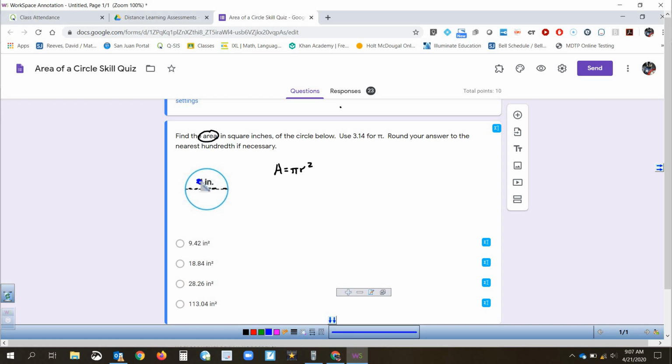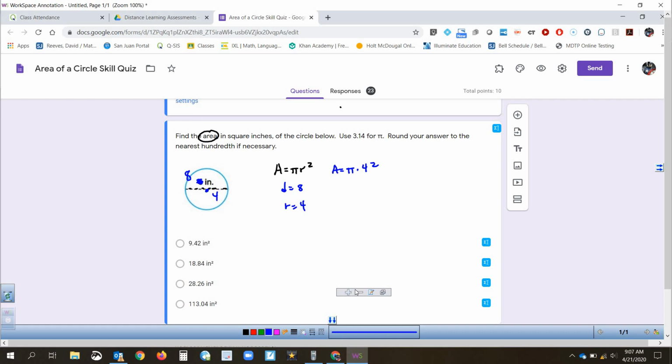So I'm going to go ahead and pretend for a minute that this were 8. All right, so if the diameter were 8, then the radius would be 4, right? Because the radius goes halfway across. So if the diameter were 8, the radius would be 4. And so the area would be pi times 4 squared.